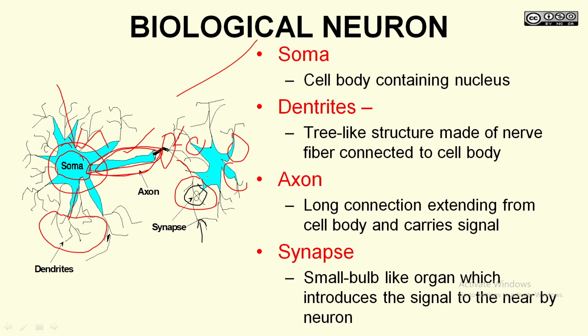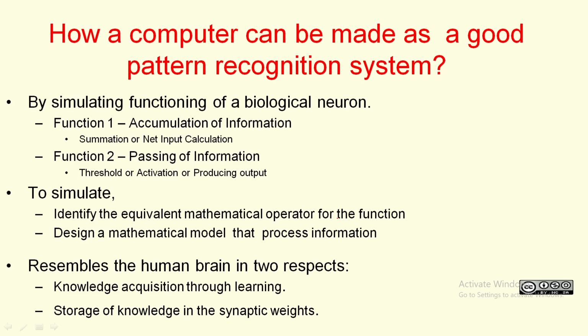From this biological action, we should decode two operations. One is accumulation of information, another one is ejection of the information. Let me go into the next point. How can a computer be made as a good pattern recognition system? Once you understand the basic operation of a biological neuron, then you should be in a position to say clearly the answer for this question.